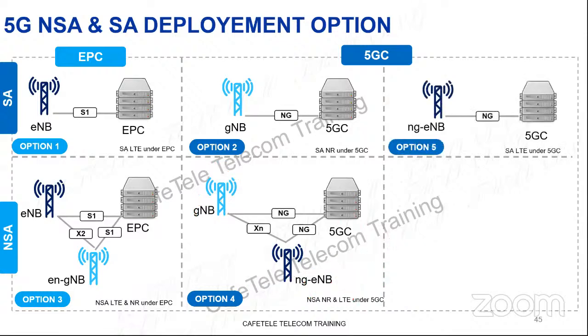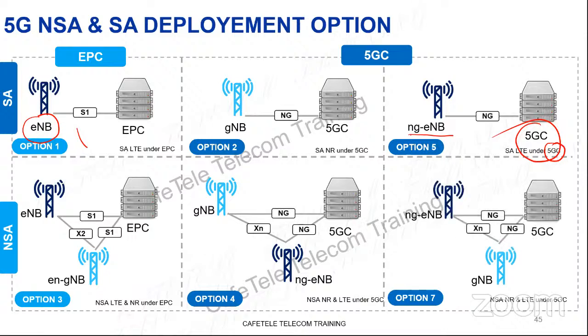Now we have option 5. Option 5 is a copy-paste of LTE. Only the thing is that your LTE you can launch into the 5G core network. But here we call it ng-eNodeB, next generation eNodeB. Why are we calling it next generation eNodeB? The reason is that whatever services we have, like RRC activity and network slicing, all the things are supported by the next generation eNodeB, and that will come to the 5G core network. And the last one that we have is option 7. So option 7 is a replica of option 3.